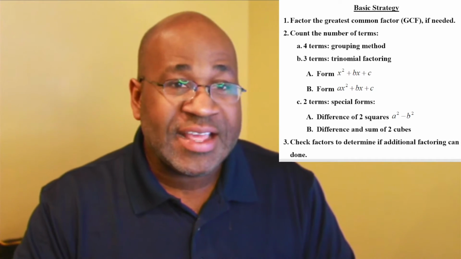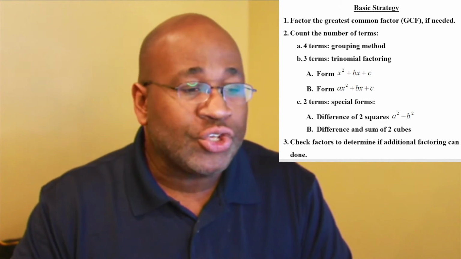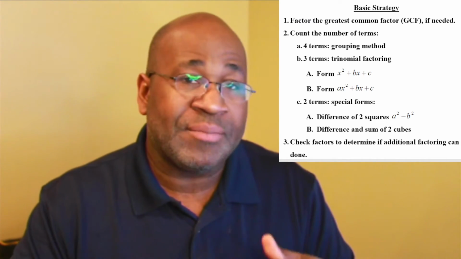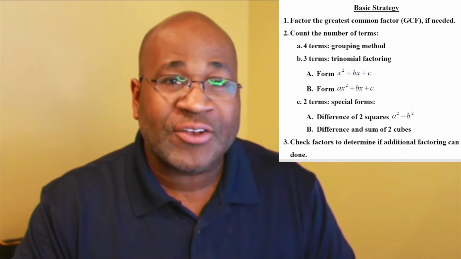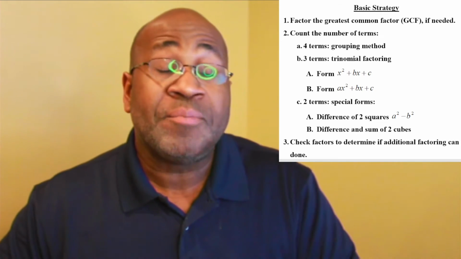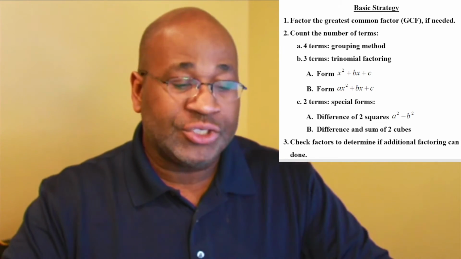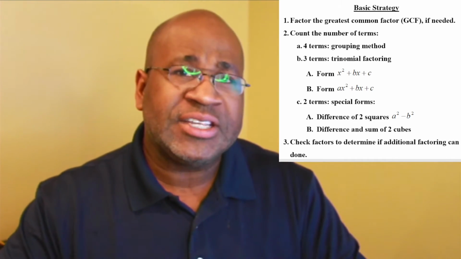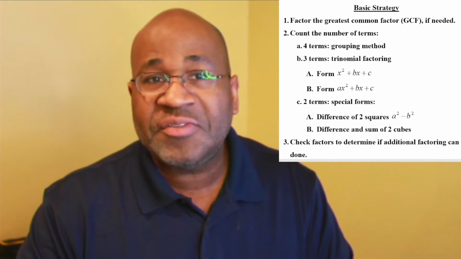Now, once you get to the end of that, you count the number of terms, you use the appropriate strategy. Once you get to that answer, you want to check those factors to determine if additional factoring can be done. And this is one of the most common mistakes that's done with factoring, because you can factor correctly, but not factor completely. So make sure that once you do that first wave of factoring, check those factors to see if there's anything that can be done any further with the factoring. So let's get into a couple of examples and we'll show kind of how we follow this strategy.